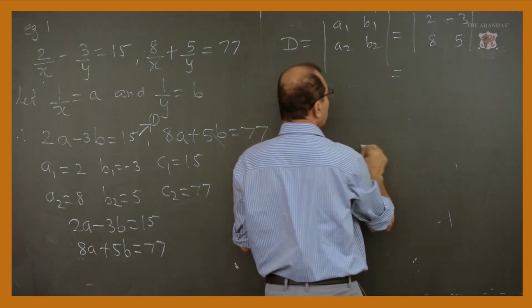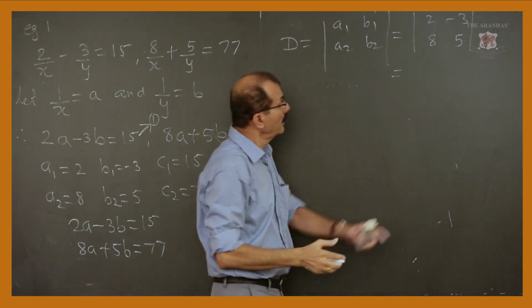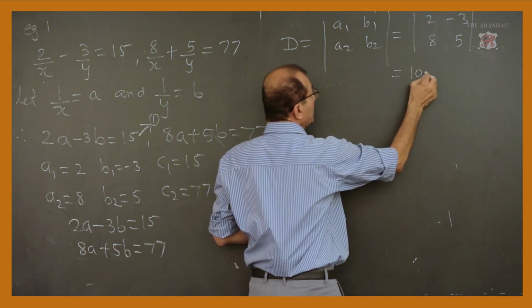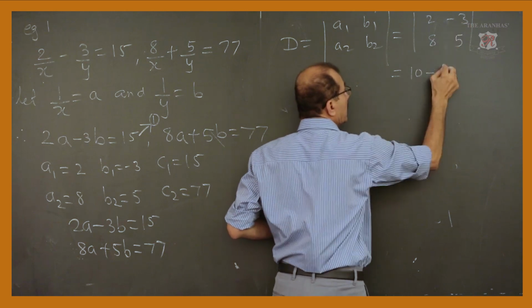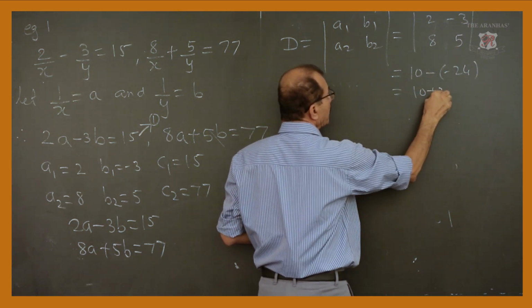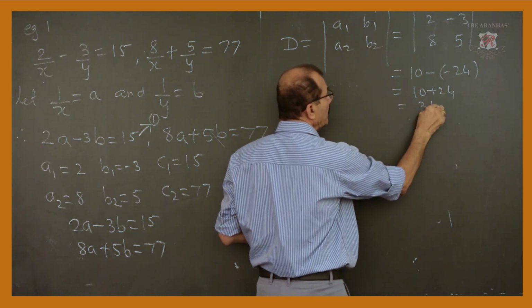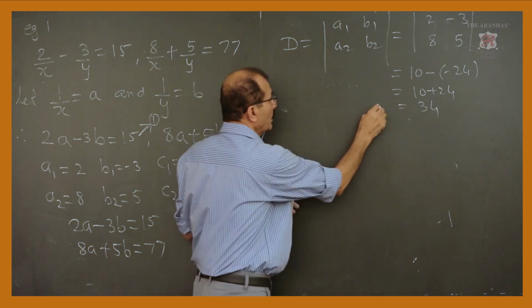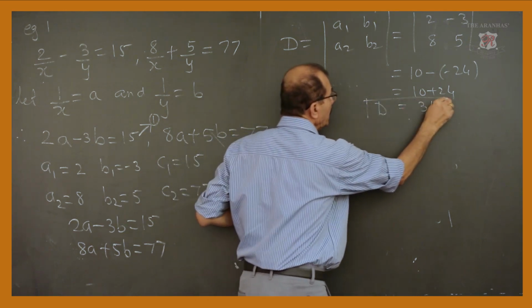So that gives me, you know how to find the value of the determinant? 5 into 2 is 10, minus 8 into 3 is minus 24, which is 10 plus 24, which is 34. Minus into minus plus. So you got your value of D as 34.